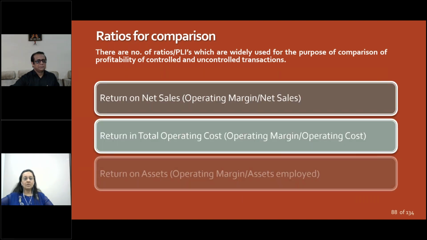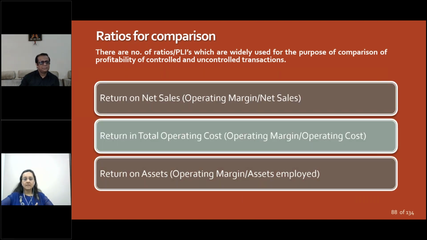So there are 3 types of PLIs that are allowed. Return on net sales, which I've explained, OP by net sales, OP by operating cost. Now the third type of PLI that is allowed is operating margin by assets employed. Now this is typically used for contract manufacturers where they've invested a large amount in the infrastructure, but may not be making a large margin on sales or on cost, but they want to be assured on the investment made by them. So OP by assets employed is also an acceptable PLI.